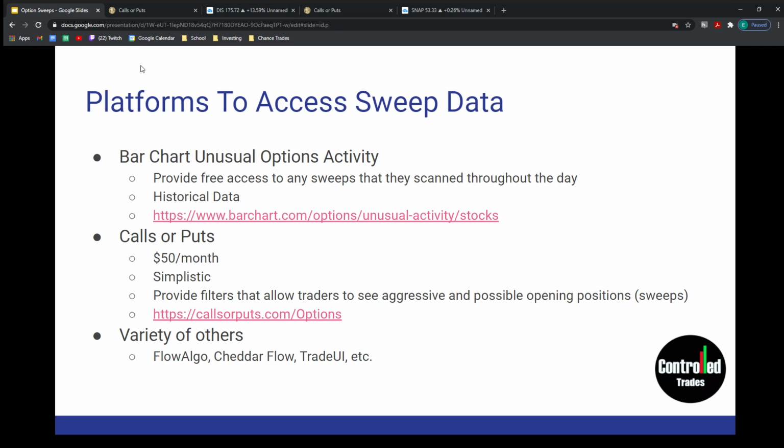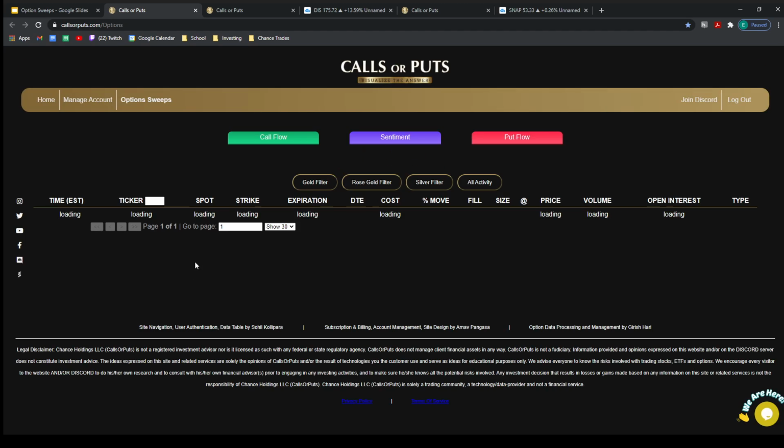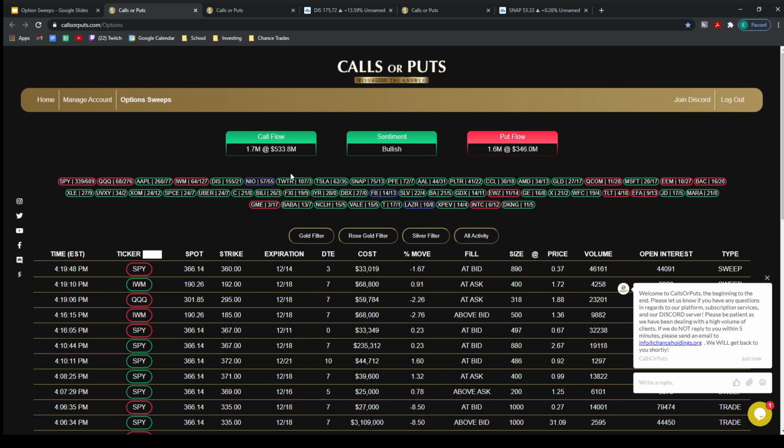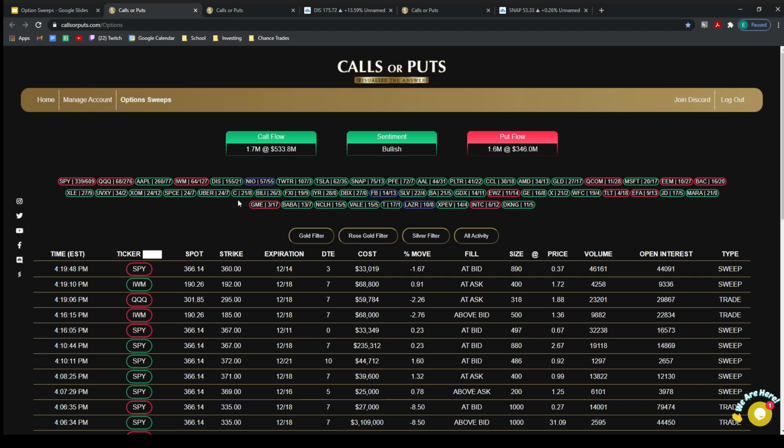So if we go to the options platform callsorputs.com, you can see that their user interface again is relatively simple. They have the ticker, the strike price, expiration date, the days till expiration. They have it color coded: calls are going to be green, puts are going to be red. My bad. And they have the trade type, etc. They have sweeps and trades here, just anything that seems very unusual in their eyes.